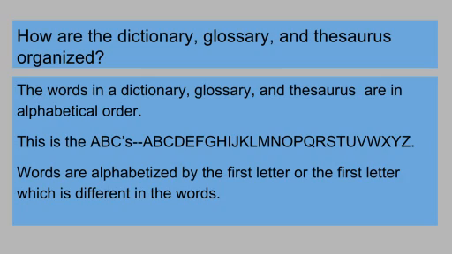How are the dictionary, glossary, and the thesaurus organized? The words in these three are in alphabetical order. This is the ABCs, and we know the alphabet. Words are alphabetized by the first letter, or the first letter which is different in the word, which means you may have to go even to the 5th or 6th letter if you are looking at two words that are very similar in the beginning.